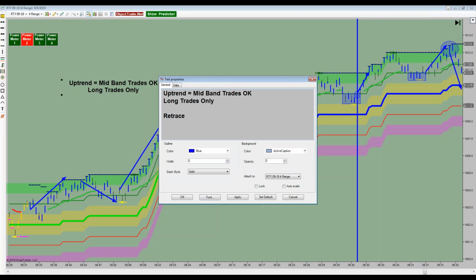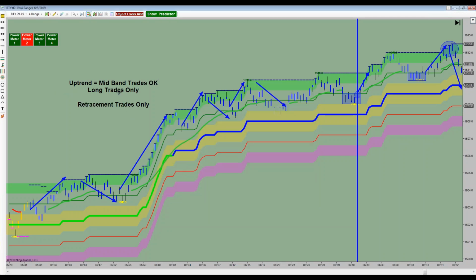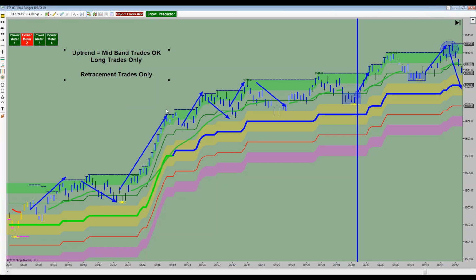Retracement trades only. So remember when we said how a trend works? You have thrust and you have retracement. Thrust and retracement, thrust, retracement, et cetera. And so what we're saying is that in an uptrend, each one of these thrusts is not the place to get in. While the market is thrusting, that's not where you buy it.